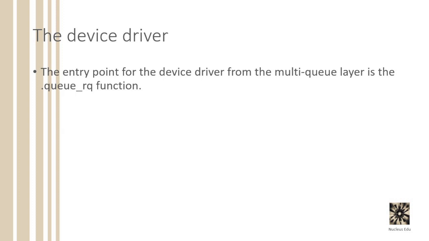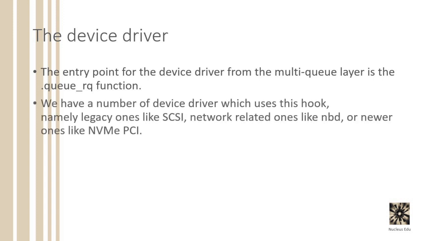Right. So the I/O after the MQBL is passed on to the device driver layer through the QRQ function. Now, in order to look into this next stage through which the I/O goes, we have to pick one device driver. We have a number of device drivers which use this hook. There are older legacy ones like SCSI, network related ones like NBD, or newer ones like NVMe PCI. We're gonna look into the NVMe driver here and see how it handles the I/O.